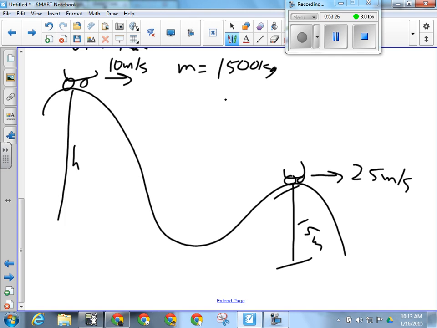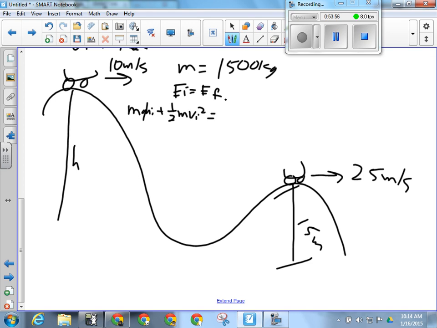So, here's what I know. I know that the mechanical energy here is the same as the mechanical energy up here. That doesn't change because the law of conservation of energy says it doesn't. So we start out with EI equals EF. Initially, do I have potential energy? Yes, I do. I have some height that I don't know. So I have potential energy, so I'm going to say m times g times hi. Do I have kinetic energy? Yes.